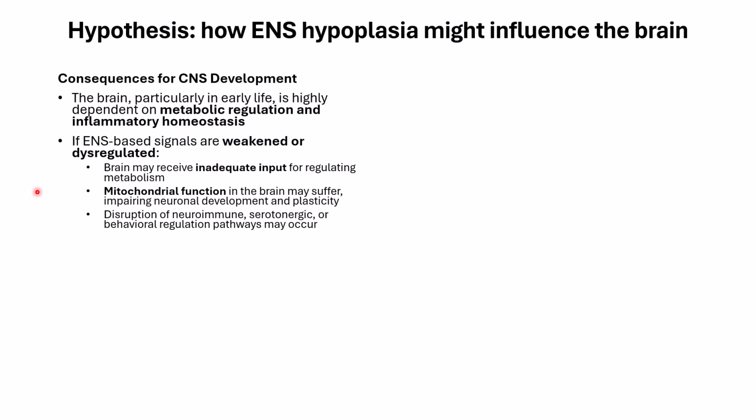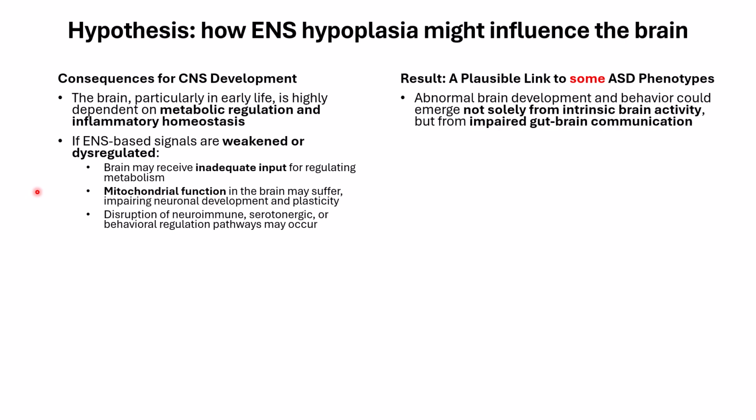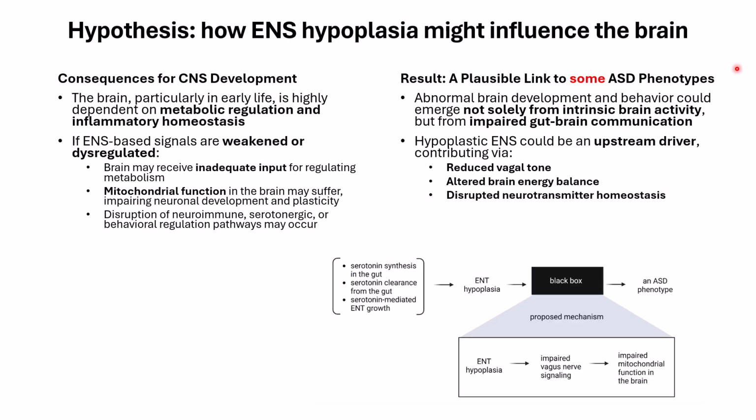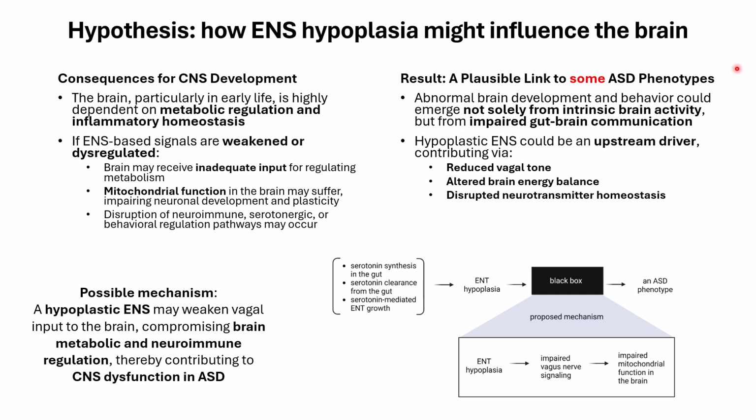But in a world where this is true, one can also expect disruption of neuroimmune, serotonergic and behavioral regulation pathways. As a result, this could provide a plausible link to at least some ASD phenotypes, where abnormal brain development could emerge not solely from some intrinsic brain activity, but also from impaired gut-brain communication. And maybe this could also be an upstream driver, contributing reduced vagal tone, altered brain energy balance and disrupted neurotransmitter homeostasis. I tried to put together how this could be happening, because what we see from the experiment is you might have issues with serotonin synthesis in the gut, clearance, and maybe mediated growth. These are the three components that I just looked at.